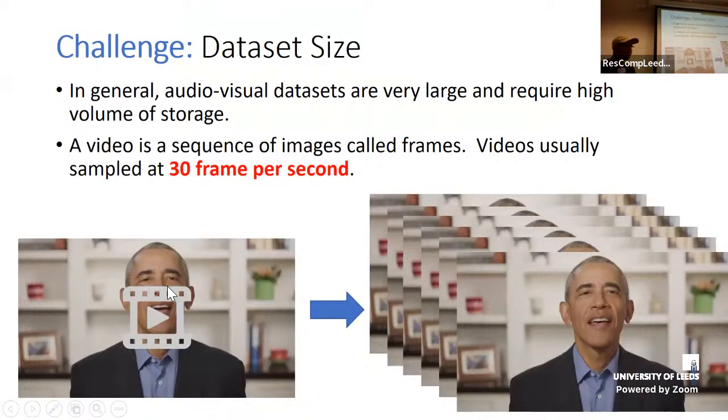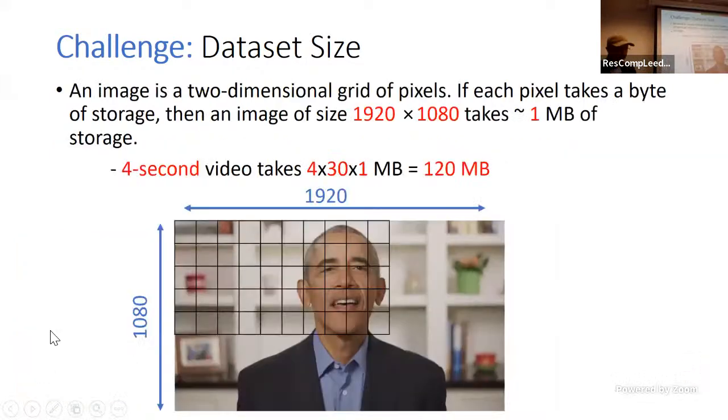Next, I will talk about the challenges that I faced during my research. So one challenge is the data size. In general, audiovisual data sets are very large, and they take a high volume of storage. A video is a sequence of images called frames, and videos usually sample at 30 frames per second. So basically, for a second, you have 30 images. An image is a two-dimensional grid of pixels. Each pixel takes about 1 byte, and so an image of size 1920 by 1080 would take about 1 megabyte. And so a 4-second long video would take about 120 megabytes.